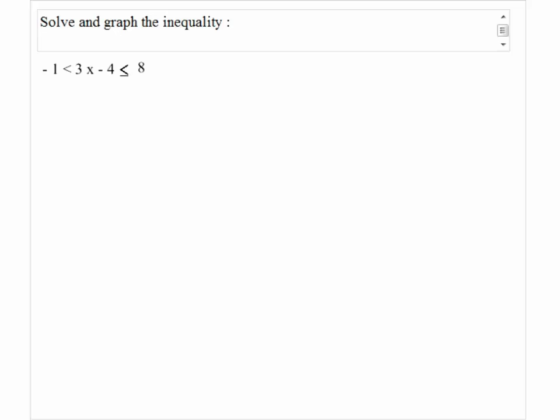Solve and graph the inequality. Here we have to isolate x, so we add 4 to each side of the inequality. So we would have negative 4 plus 4, that would be 0, and we have 3x here. And 8 plus 4 would be 12. We divide this term by 3.